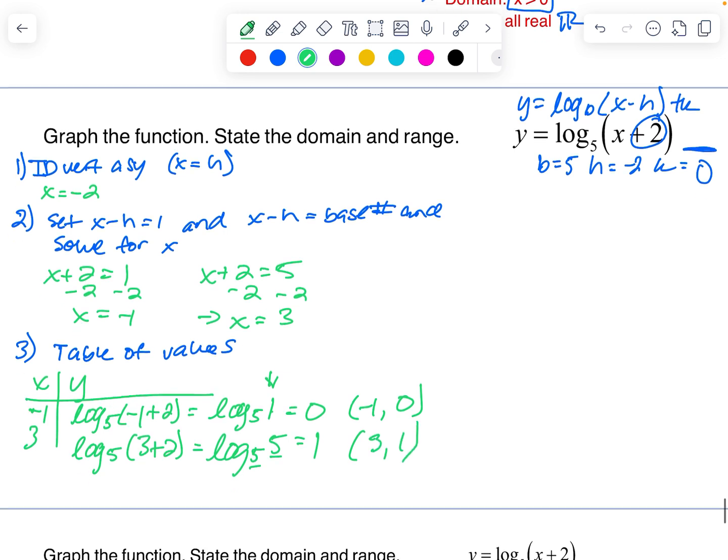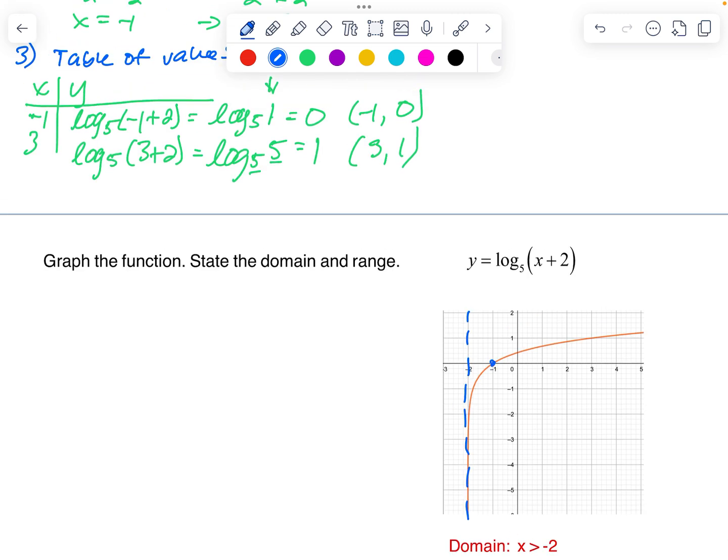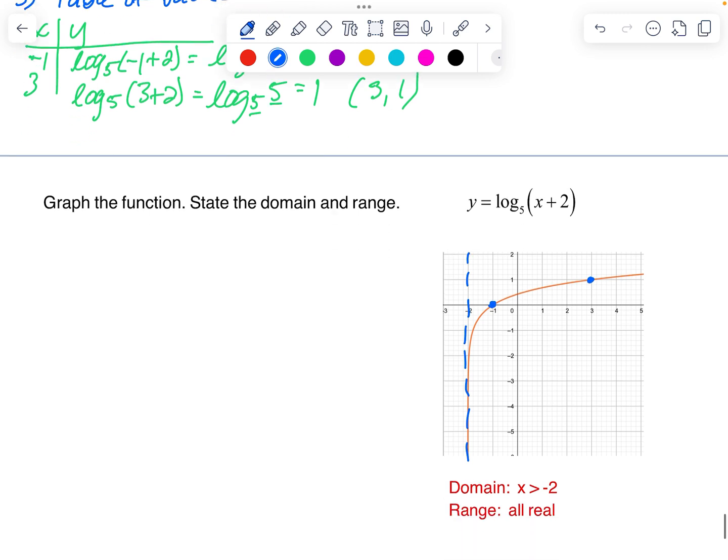And then we're going to draw a graph. So I'm going to draw my vertical asymptote at x equals -2. Draw my points. We've got a point at -1, 0, and we've got a point at 3, 1. Draw my curve through those 2 points and approaching the asymptote. We should get something like that red line there. My domain, all of my x values are graphed to the right of that asymptote, so it's x is greater than -2, my asymptote value. And my range is all reals.